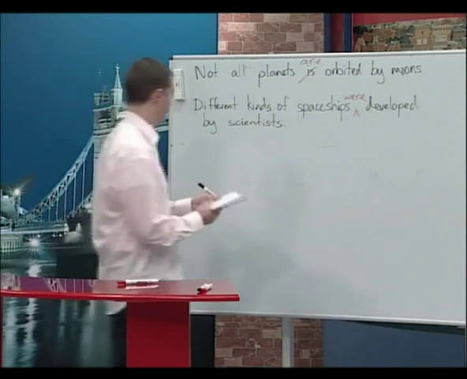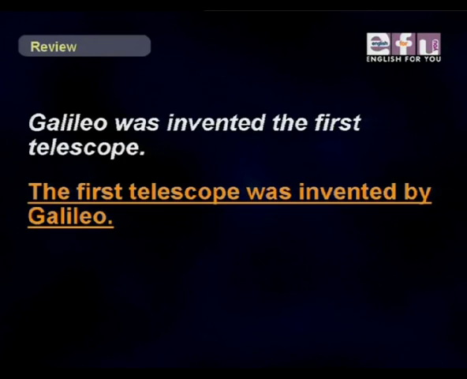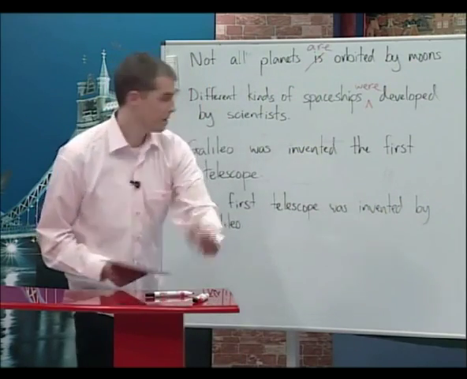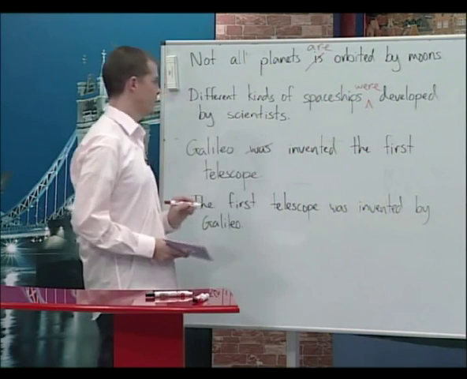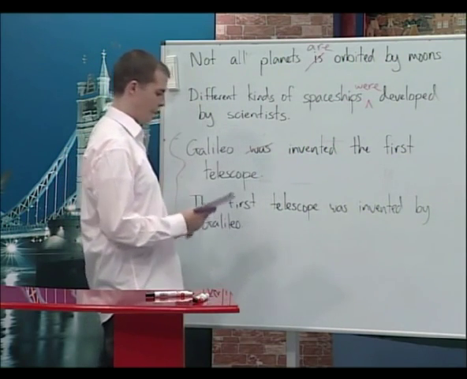Monica, last one. Galileo was invented the first telescope. The first telescope was invented by Galileo. Okay. Or we could say, active sentence, Galileo invented the first telescope. That one's active, and this one is passive.